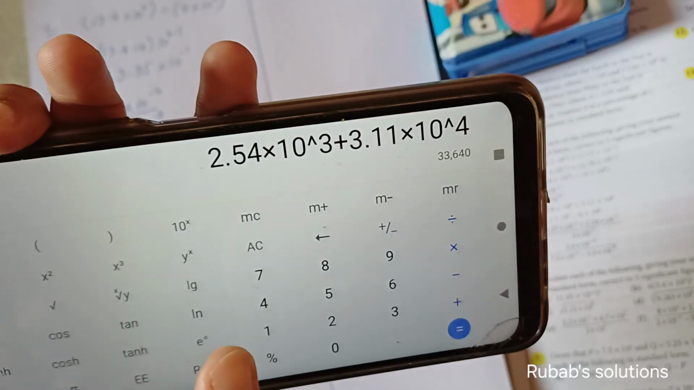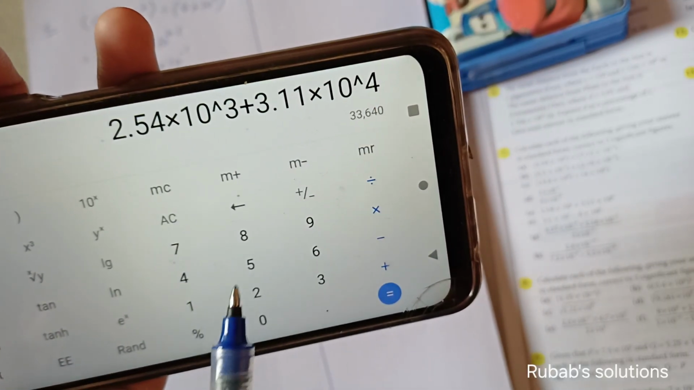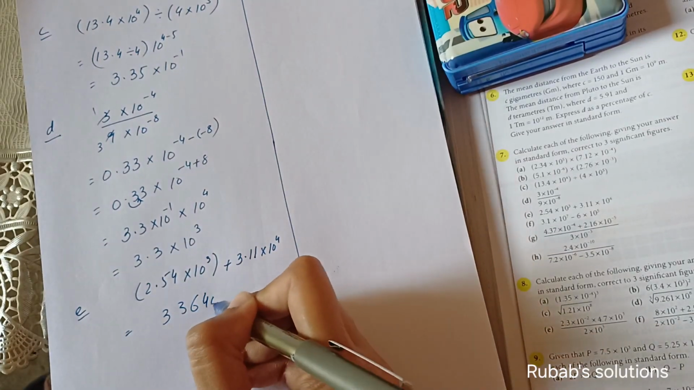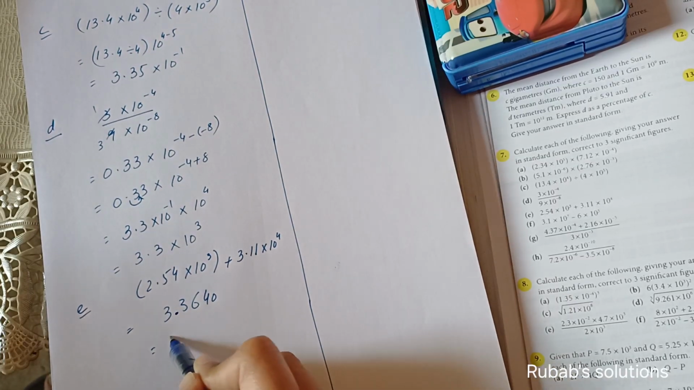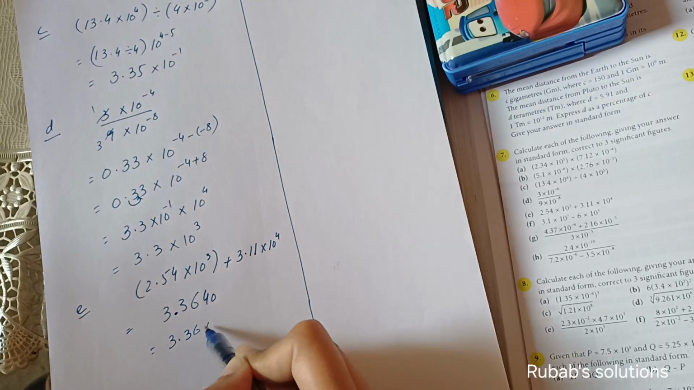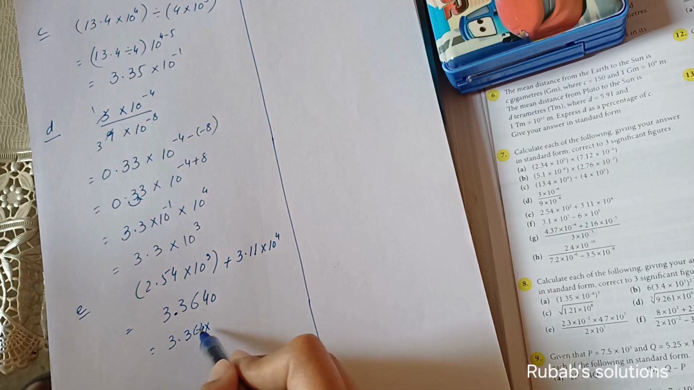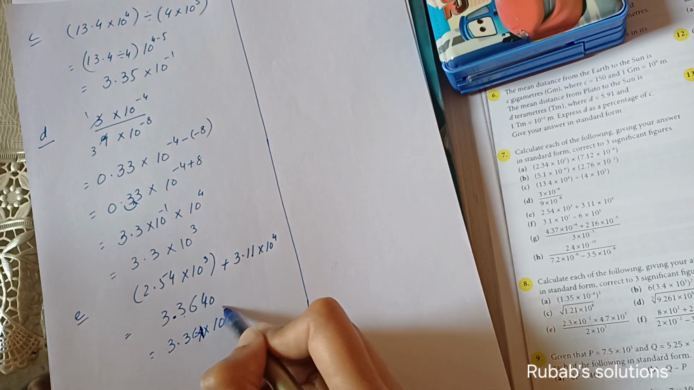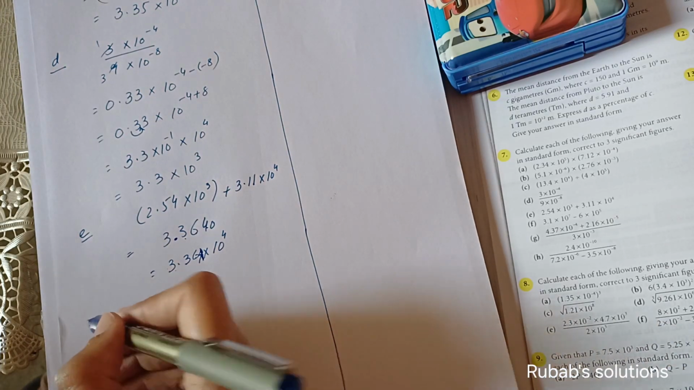I am using the calculator, I will show you the screen. So 2.54 into 10 power 3 plus 3.11 into 10 power 4, and I got an answer that is 33640, and I have to write it in standard form, so I will put my decimal over here. That means 3.364, or 3.36 to 3 significant figures, so 1, 2, 3, I will not write 4, into 10 power 4. So this is my answer. In these questions, all you have to do is use your calculator.